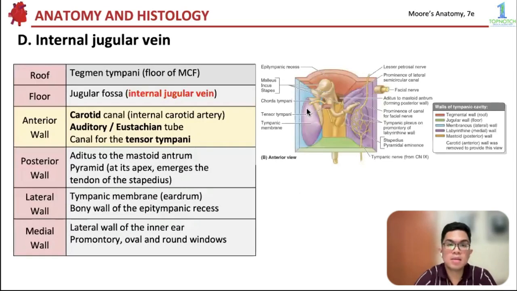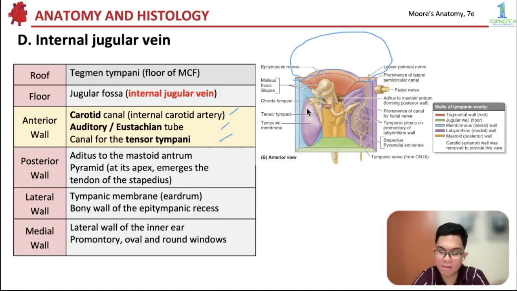Okay? So you can think of the tympanic cavity as a 6-sided box, no? So this is a figure from Moore. So tinanggal yung anterior wall, no? So yung mga structures ng carotid artery, auditory tube, and tensor tympani, tinanggal na. So superior or the roof is the tegmen tympani, and it separates the middle ear cavity from the brain or the middle cranial fossa. So this part is lateral.